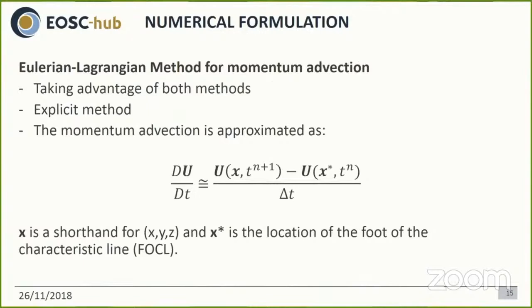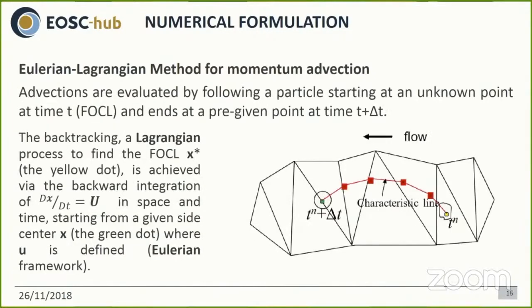An Eulerian-Lagrangian method is applied to the momentum advection, which is approximated as above. X is a known point, and the objective is to find the location of the foot of the characteristic line, x star. Indeed, advections are evaluated by following a particle starting at an unknown point at time t, the foot of the characteristic line, and ends at a pre-given point at time t plus delta t. This is a Lagrangian process, and it's called backtracking.